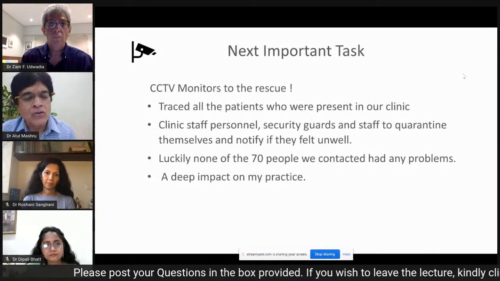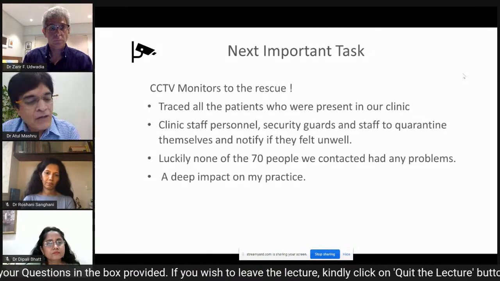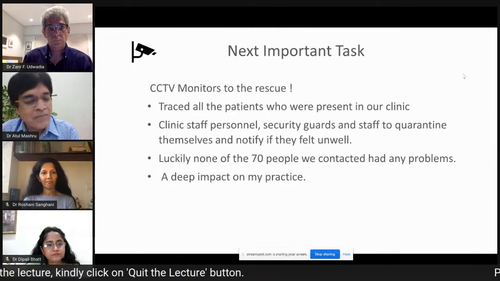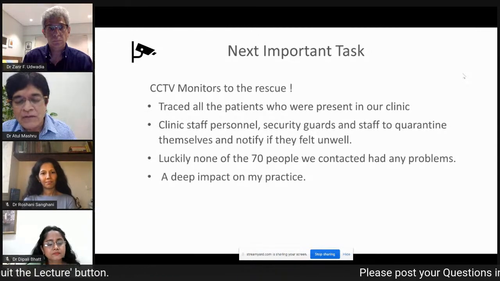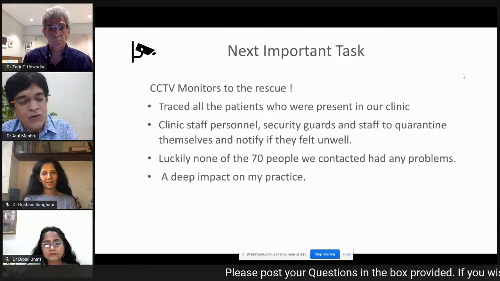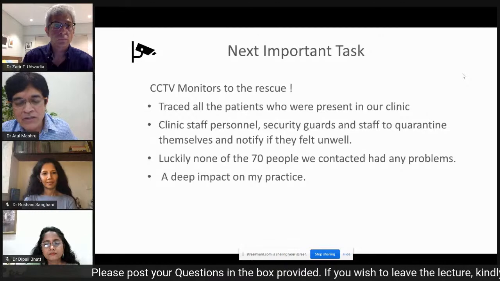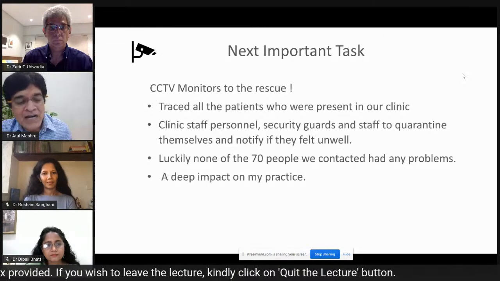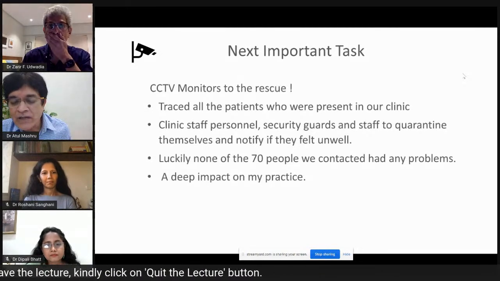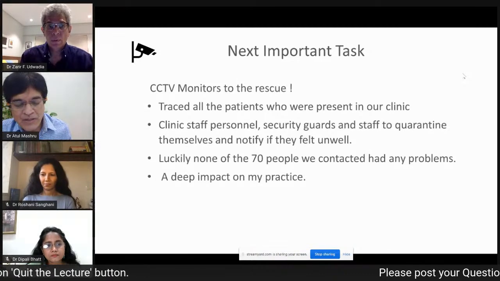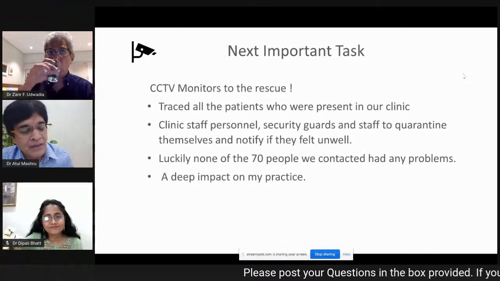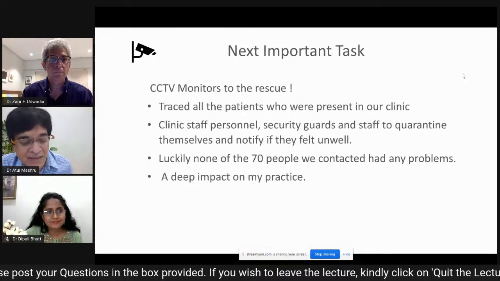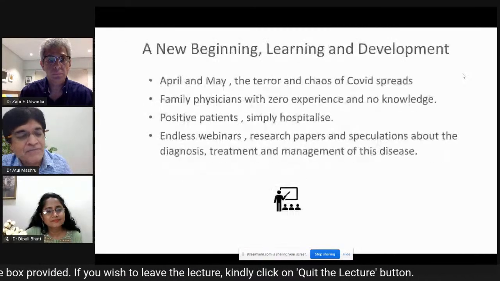As soon as we got to know about this patient having COVID-19, we looked into our CCTV, traced all the patients who were present in our clinic at the same time when this patient had moved around. With the help of CCTV, we followed his movements in our clinic and called each and every patient who seemed slightly closer. We asked a few clinic staff personnel, the security guard, and everyone else to quarantine themselves and notify if they felt unwell. Luckily, none of the 70 people we contacted had any problems. This incident had a deep impact on my practice.